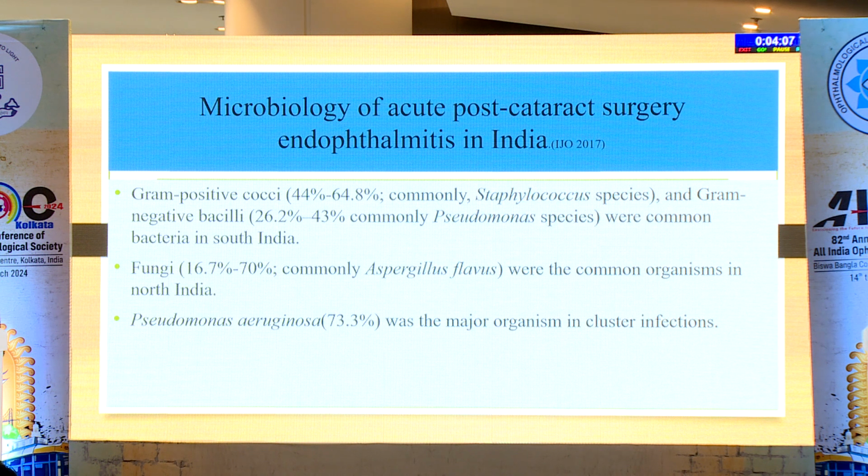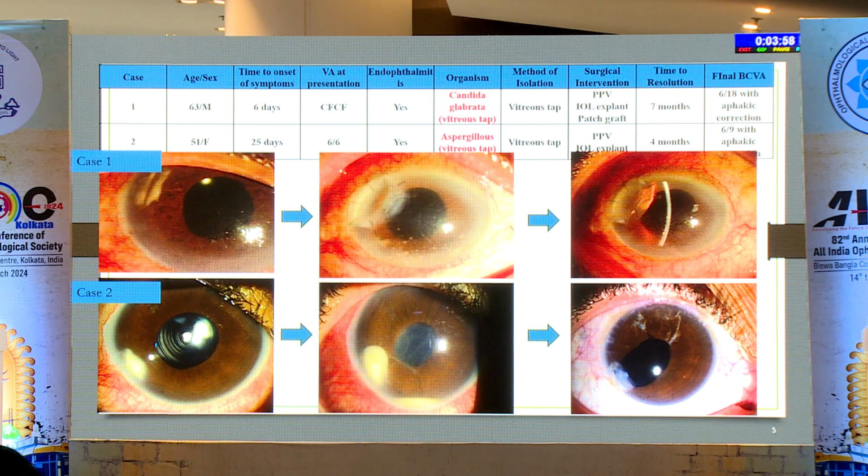In India, we know that bacteria is the most common cause of endophthalmitis, although in another part of India, fungi is the most common organism leading to endophthalmitis. So I'll start with my patients. I'll be describing a few of them because in view of time I cannot describe every patient.